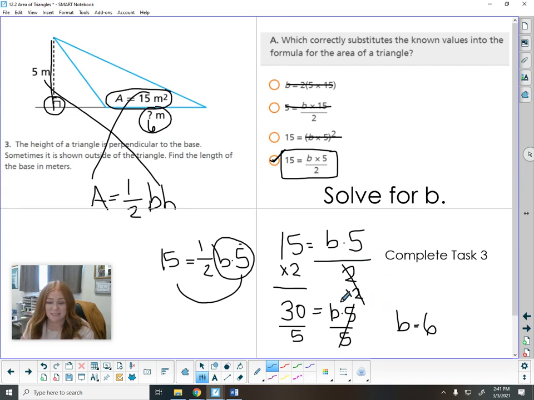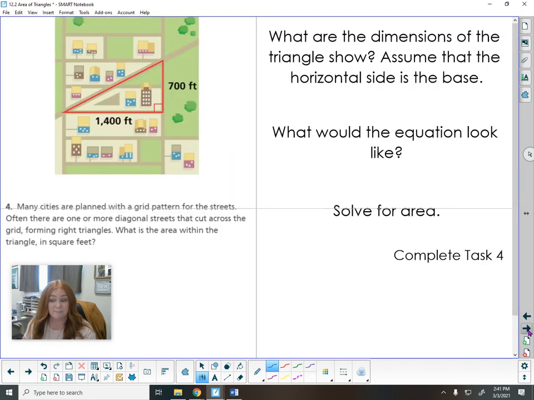The opposite of timesing is to divide. So when we're working backwards, everything goes opposite. Instead of dividing by 2, we times by 2. Instead of timesing by the height, we divide by the height. Everything goes backwards. Okay, so go ahead and complete task 3. Come back when you are ready to do task 4.